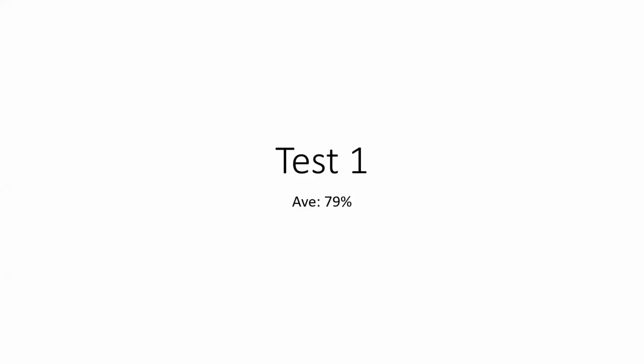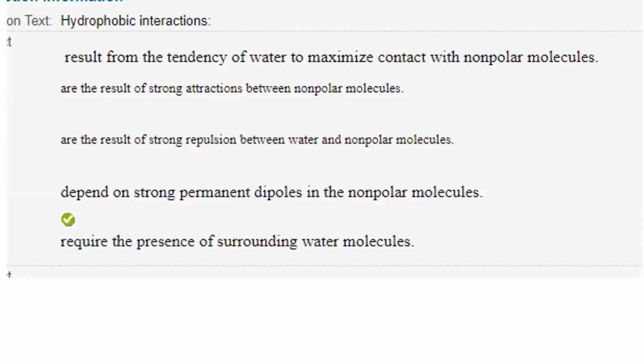Right. So overall, average on test 1, 79, about what you would expect. So not too surprised about that. But let's go over questions that, like I said, most people seem to have gotten wrong. So there could have been some kind of misunderstanding.